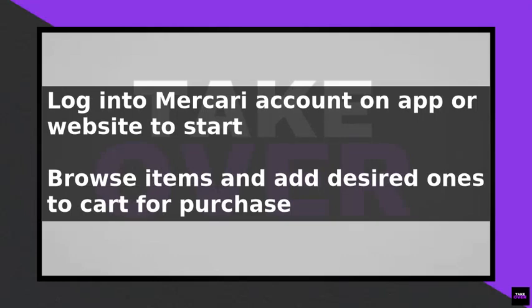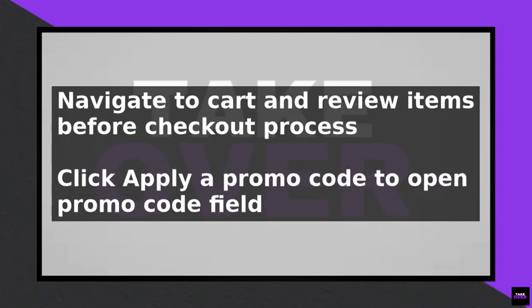To use Mercari coupons, start by logging into your Mercari account on the app or website. Once you are logged in, browse through the various items available for purchase and add the ones you want to buy to your cart. When you are ready to check out, navigate to your cart and review the items you have added. Below the list of items, you will see a section that says Apply a promo code.